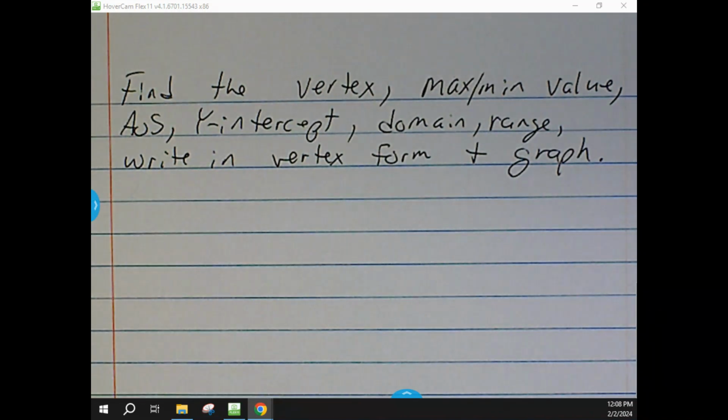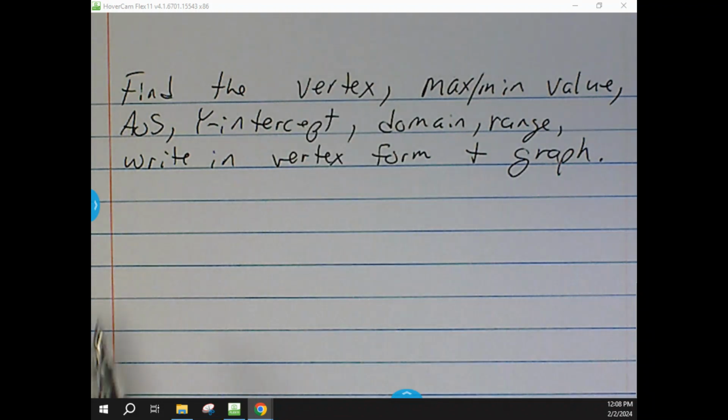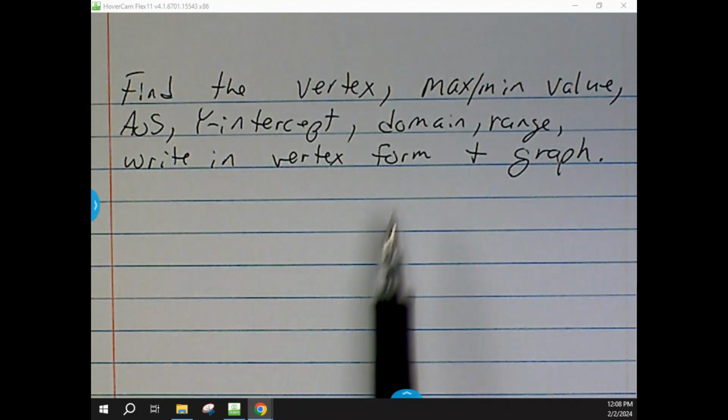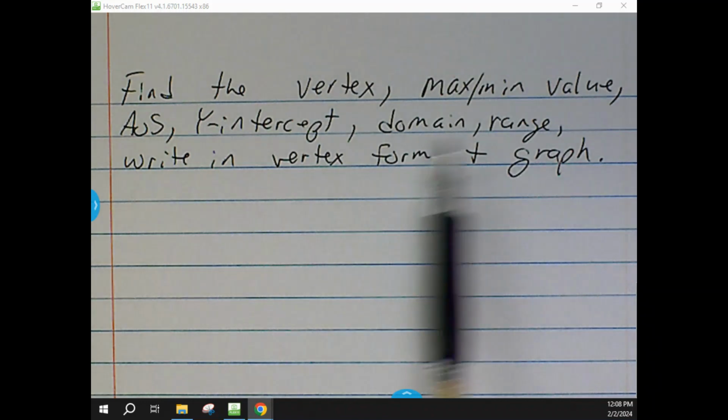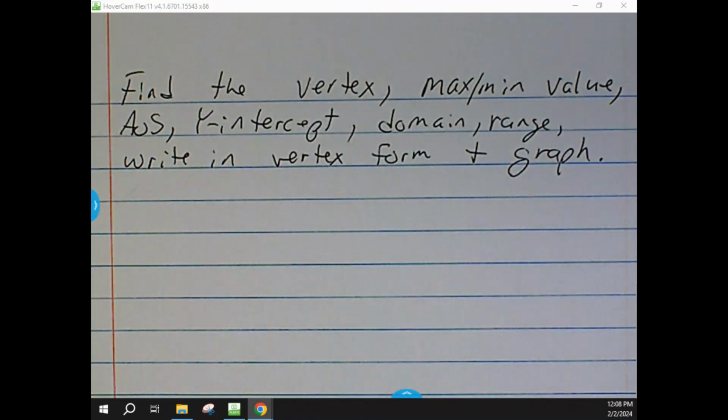Okay, now it seems like a lot of stuff. We're going to do this, we're going to do that, but everything on this one spins around finding the vertex. Once we've got the vertex, we know what the axis of symmetry is. We know where the max or min is going to be. We know what the domain and range is going to be. Vertex form is really easy. Graph, again, once you've got the vertex, the graph gets really easy. So the main thing we've got to do is just figure out what that vertex is going to be.